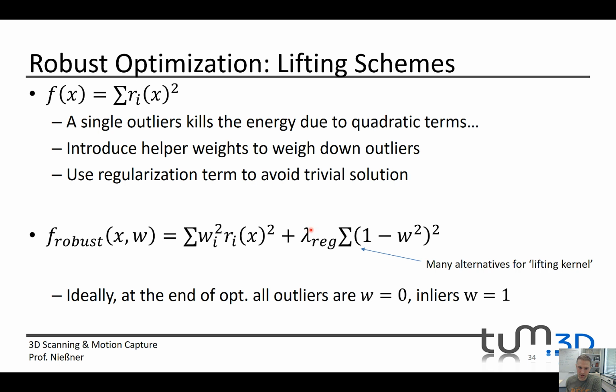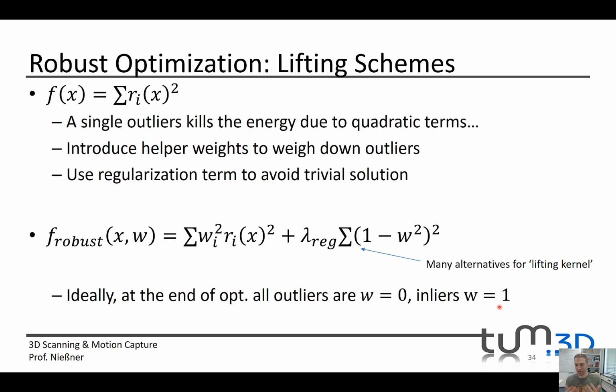So this here is just one regularization term that you can use. It's 1 minus w squared. And this thing is called a lifting kernel. This is a lifting scheme, because what this means basically is we're lifting the residuals with a confidence variable that we're jointly optimizing for. And this is our lifting kernel that tells us how we treat this additional lifting variable now. So ideally, at the end of the day, all outliers should be 0 and all inliers should be 1.